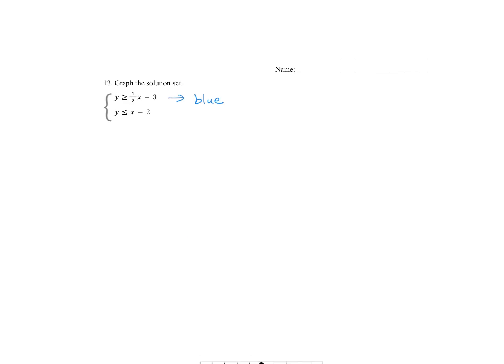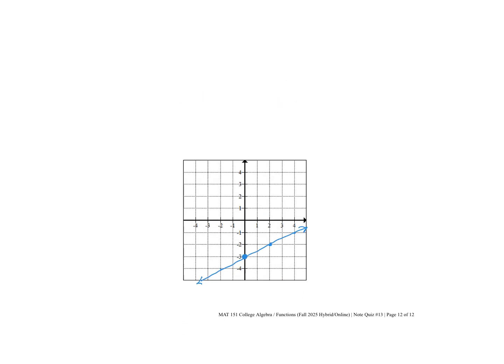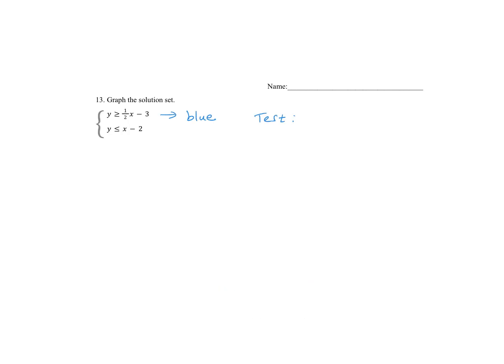The next thing we do is we test out an ordered pair to see if it's true or false. And you should always try to use the ordered pair 0, 0 when you get the chance because it's the easiest one to work with. So we're taking the origin 0, 0, and we're substituting it into the first equation. It says that 0 is greater than or equal to 1/2 of 0 minus 3, which simplifies down to 0 greater than or equal to negative 3.